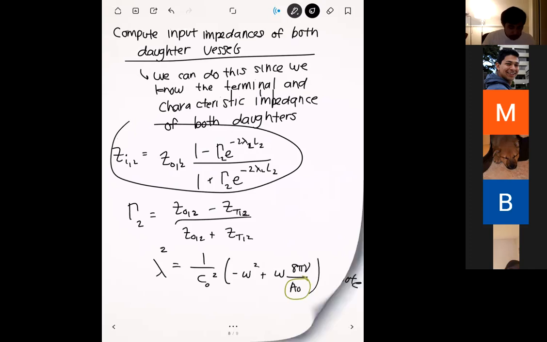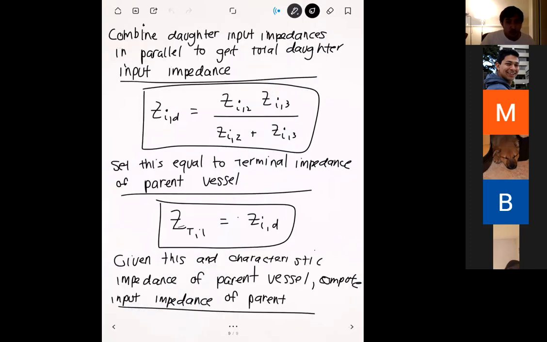All right, and so that's the steps of the algorithm. Once you have the input impedance, you can plug all of those things into a lot of formulas. You compute the flow distribution and the pressure one. Okay, and so any questions on this?